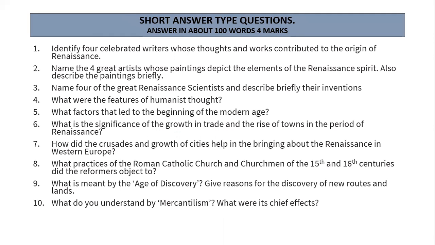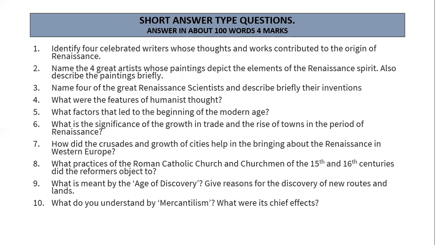Next, name 4 of the great Renaissance scientists and briefly discuss their inventions. The 4 scientists would be Copernicus, Galileo, Newton, and Vesalius. Again, these have been discussed. You will talk about what they found, what was their discovery, what was their invention. You can also talk about Gutenberg here and his printing press.